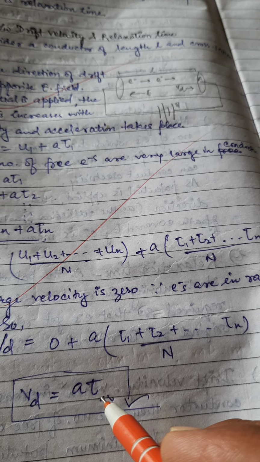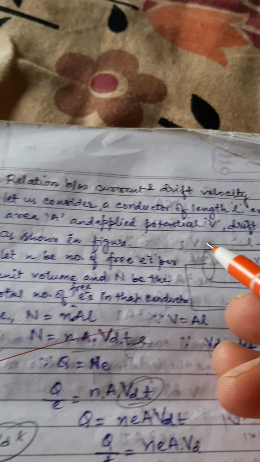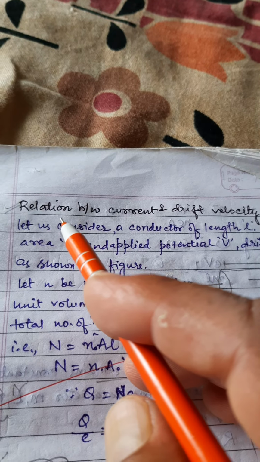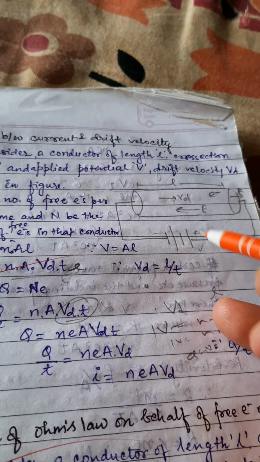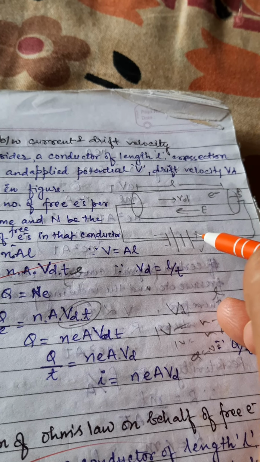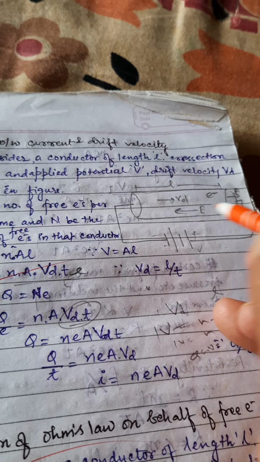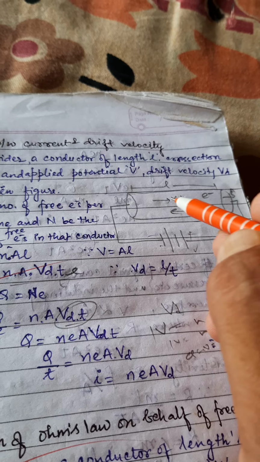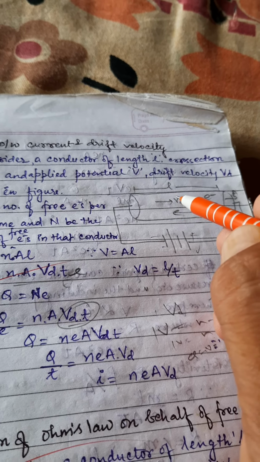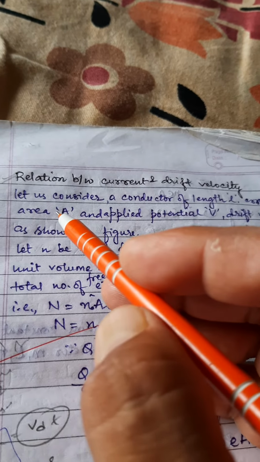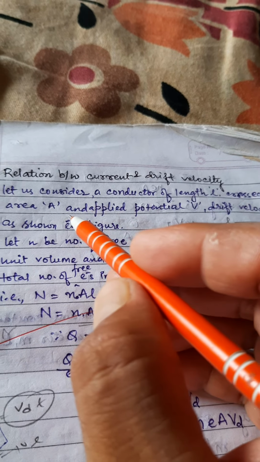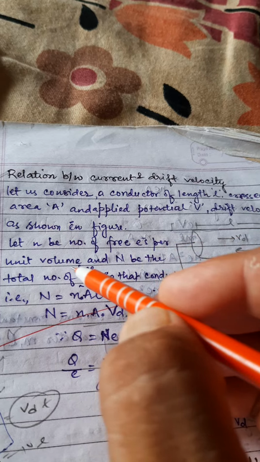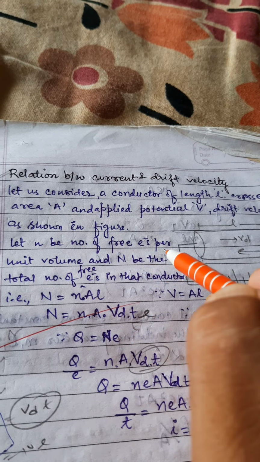Now we see another very important relation, the relation between current and drift velocity. This is the most important relation. The figure is the same, minus and plus. We apply the field, length is L, cross section area is A. Again the direction of drift velocity is opposite to the applied field. Same conditions: conductor of length L, cross section area A, applied potential V, drift velocity Vd. Let n be the number of free electrons.